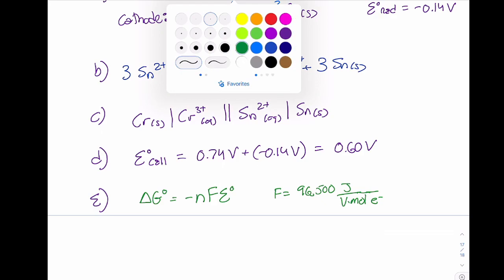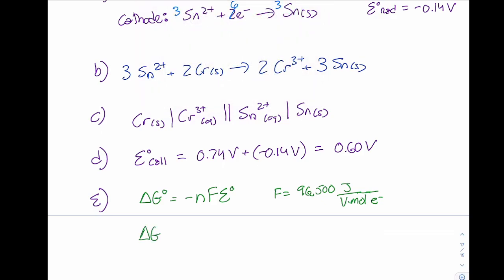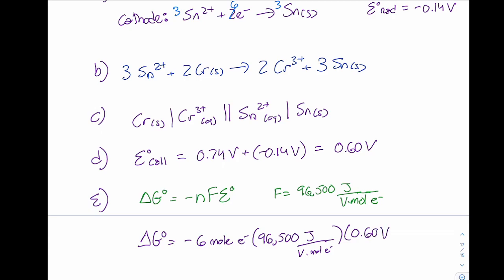So my free energy change, I just wanted to use a different color for the formula than the work, is negative 6 moles of electrons multiplied by 96,500 joules per volt per mole of electrons. Sometimes I abbreviate moles, sometimes I don't. Times 0.60 volts. And then units. Moles of electrons are canceling, volts are canceling. We're left with joules, which is a unit for energy, so things are looking good.